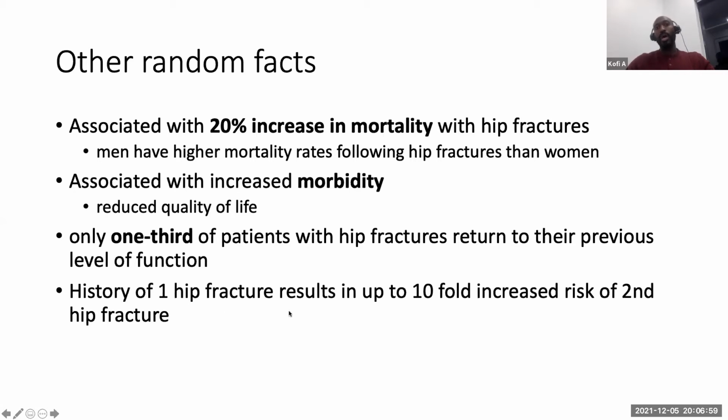Of note, a history of one hip fracture increases your likelihood of having another hip fracture, either breaking the same one again or the other side. Because remember, God has given you 2.